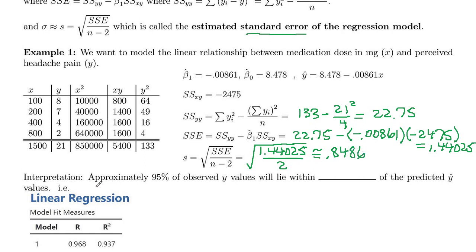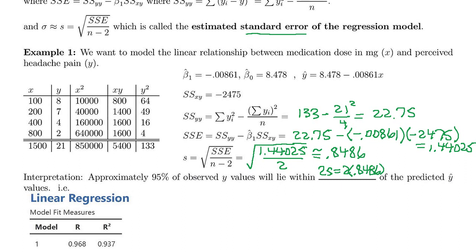The interpretation of this value s is that we would expect approximately 95% of our observed y values to lie within 2 standard deviations, 2s, which equals 2 times 0.8486, of the predicted y hat values.